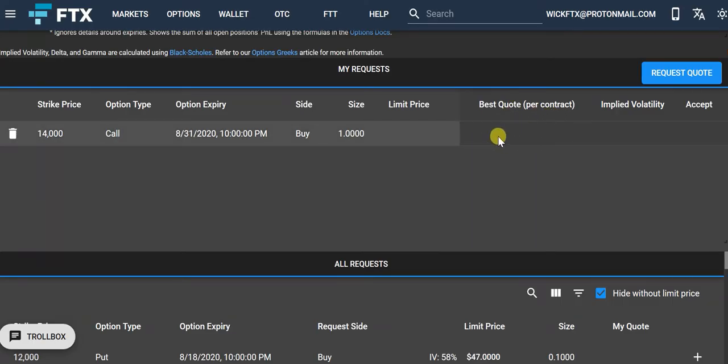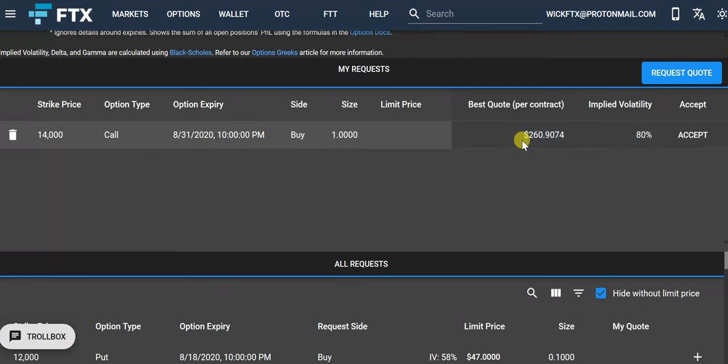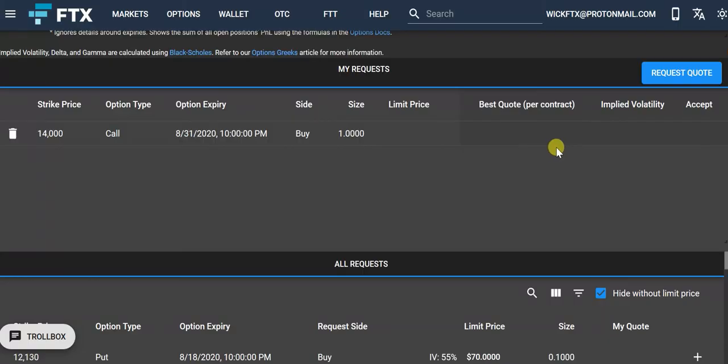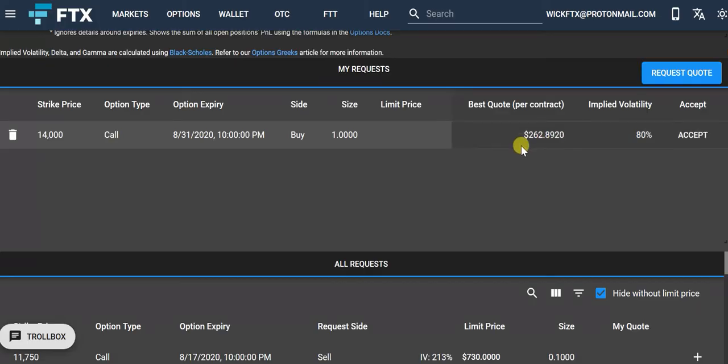Now remember, this would have been $12,400 to participate in Bitcoin's price action. But because you're buying a call option, it's going to be $260, just a fraction of the amount, and that is the power of options. Okay? You will see the quotes disappear and reappear.